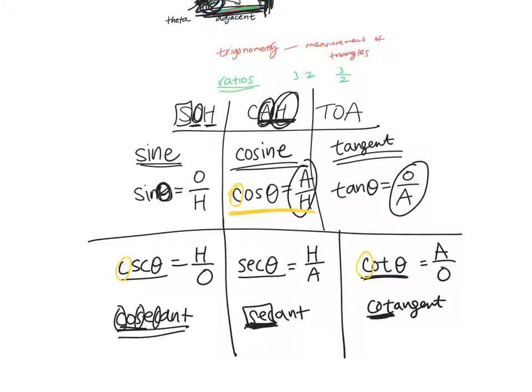Cosine theta, cosecant theta, cotangent theta. So cotangent theta is kind of easy to remember because that goes with tangent theta. Cotangent, tangent, they sound similar. Okay, so cosine theta and secant theta, you want to remember that. Sine theta and cosecant theta. So just remember that for the reciprocals, the S goes with C, and the C goes with S.